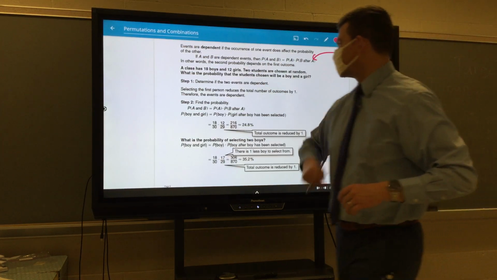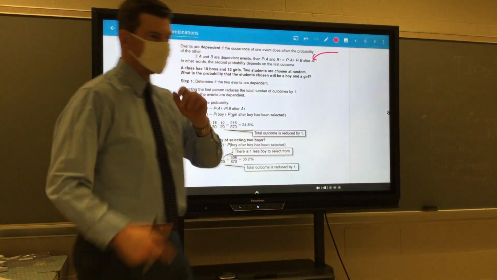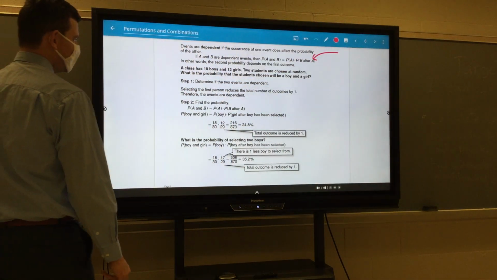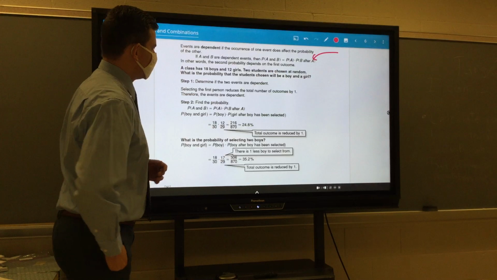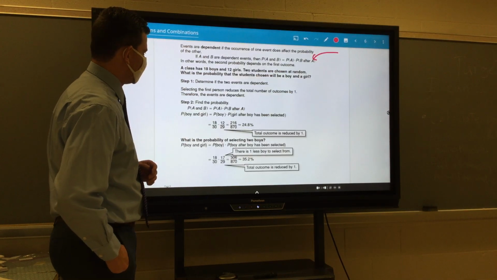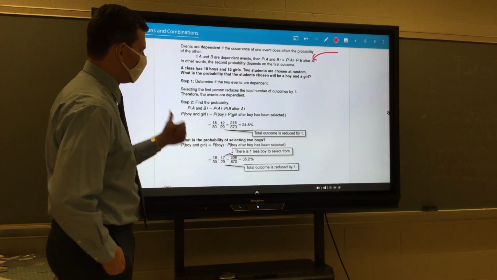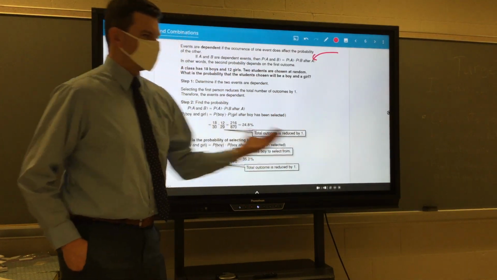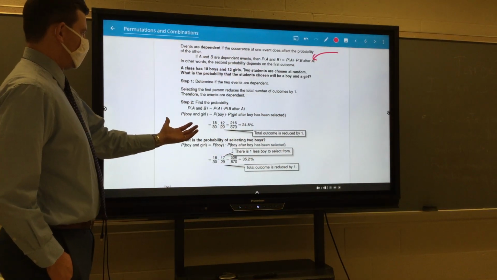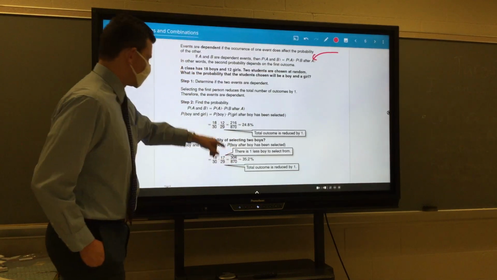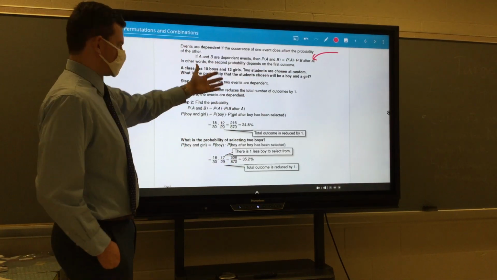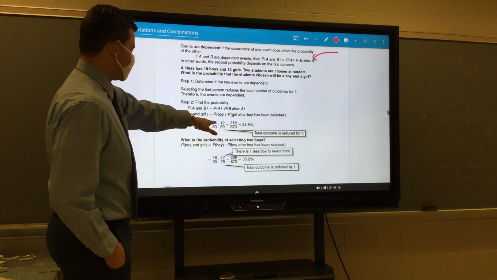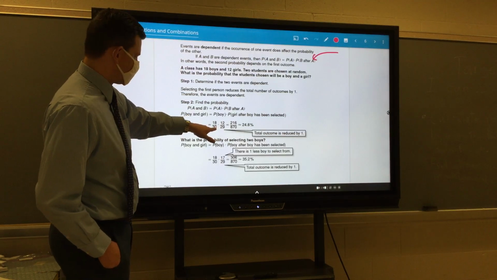We have a class of 18 boys, 12 girls, so 30 total students. 2 students are chosen at random. What is the probability that the students chosen will be a boy and a girl? Well, the order doesn't really matter. We have 18 boys, so let's just go with that first, the way that it was presented. We're selecting 18 out of the 30 students.